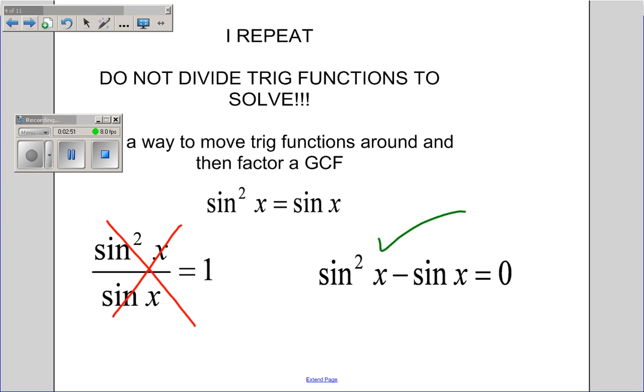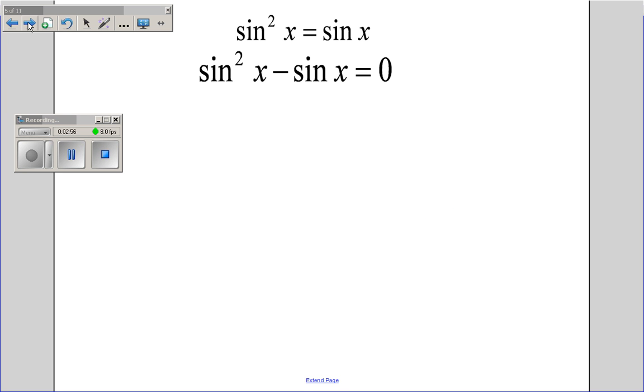So now that we've done that, let's continue to look at this problem. Now I've got sine squared x minus sine x equals 0. What I'm going to look to do here is factor. Find something in common. They both have a sine x, so I can pull out sine x and leave what's left behind. Sine squared divided by sine is sine x, and sine x divided by sine x is minus 1.